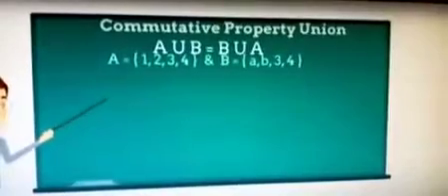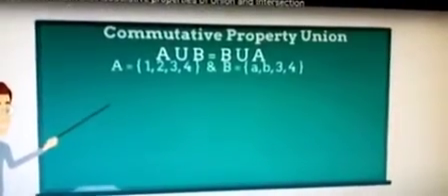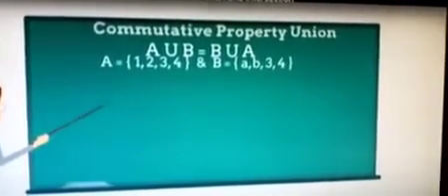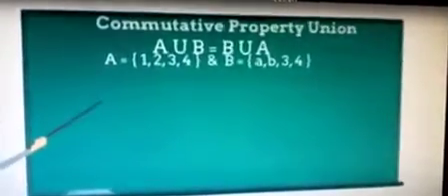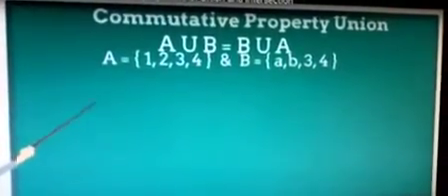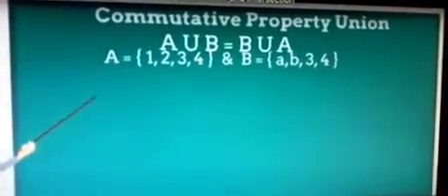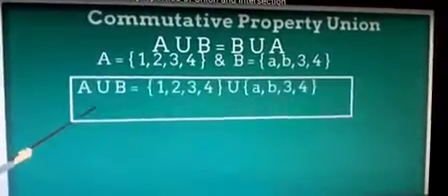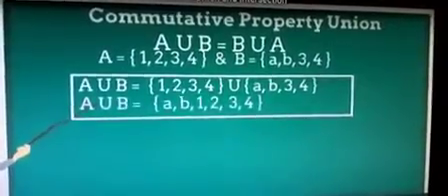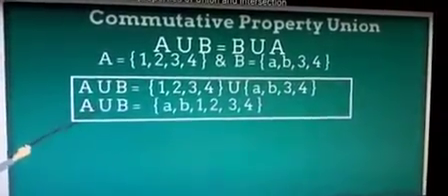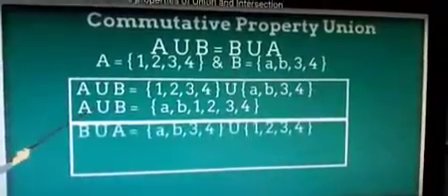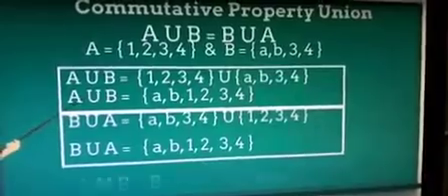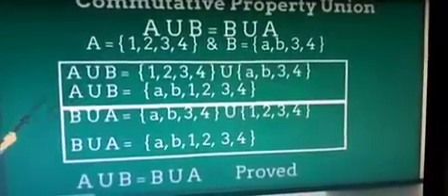Suppose set A contains 1, 2, 3, and 4, and set B contains a, b, 3, and 4. To prove commutative property of union, we need to prove that the result of A union B is equal to B union A. The result of A union B here is a, b, 1, 2, 3, and 4. And the result of B union A is also a, b, 1, 2, 3, and 4. This proves the commutative property of union of sets.